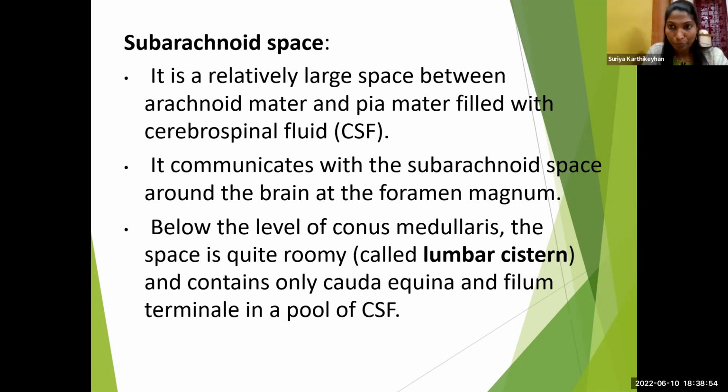Not only the CSF is there. Below the conus medullaris, we have all the nerve roots, the cauda equina. What is cauda equina? It is like a horse tail. Okay, we have all the nerve rootlets from the lumbar plexus, sacral plexus, and coccygeal plexus of nerves. All these nerves will be in the pool of CSF.